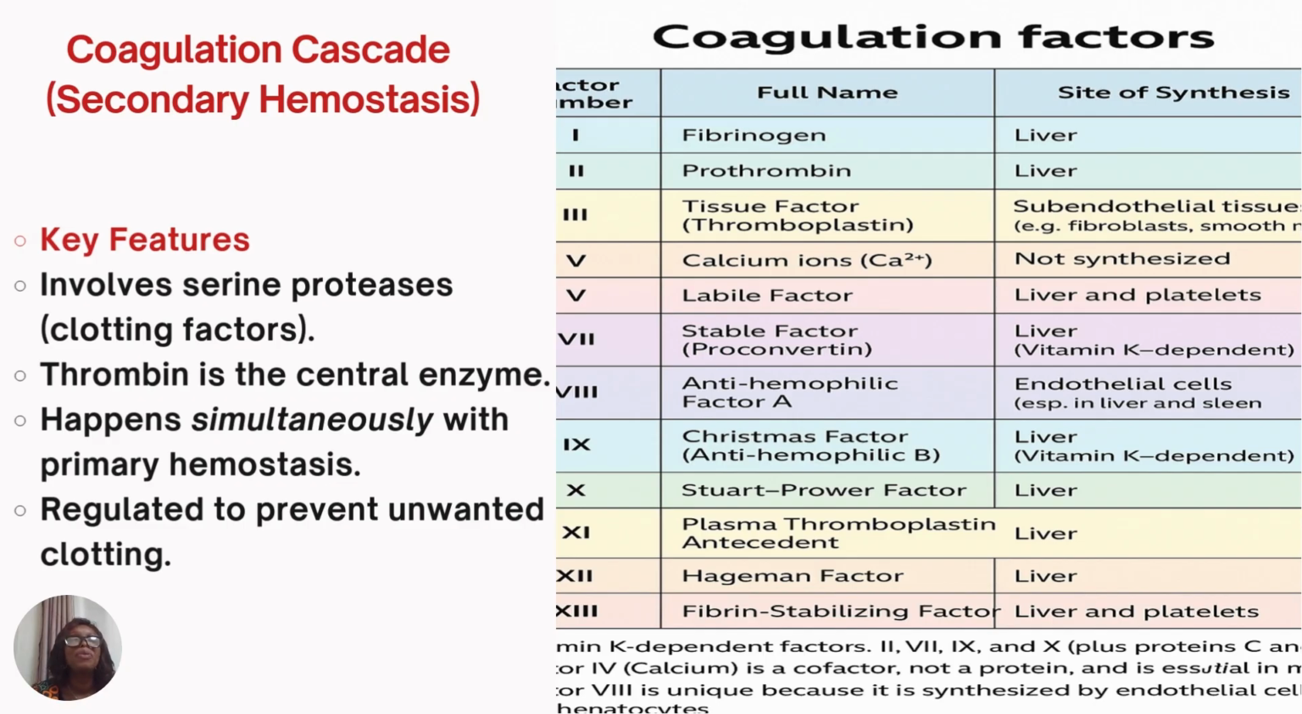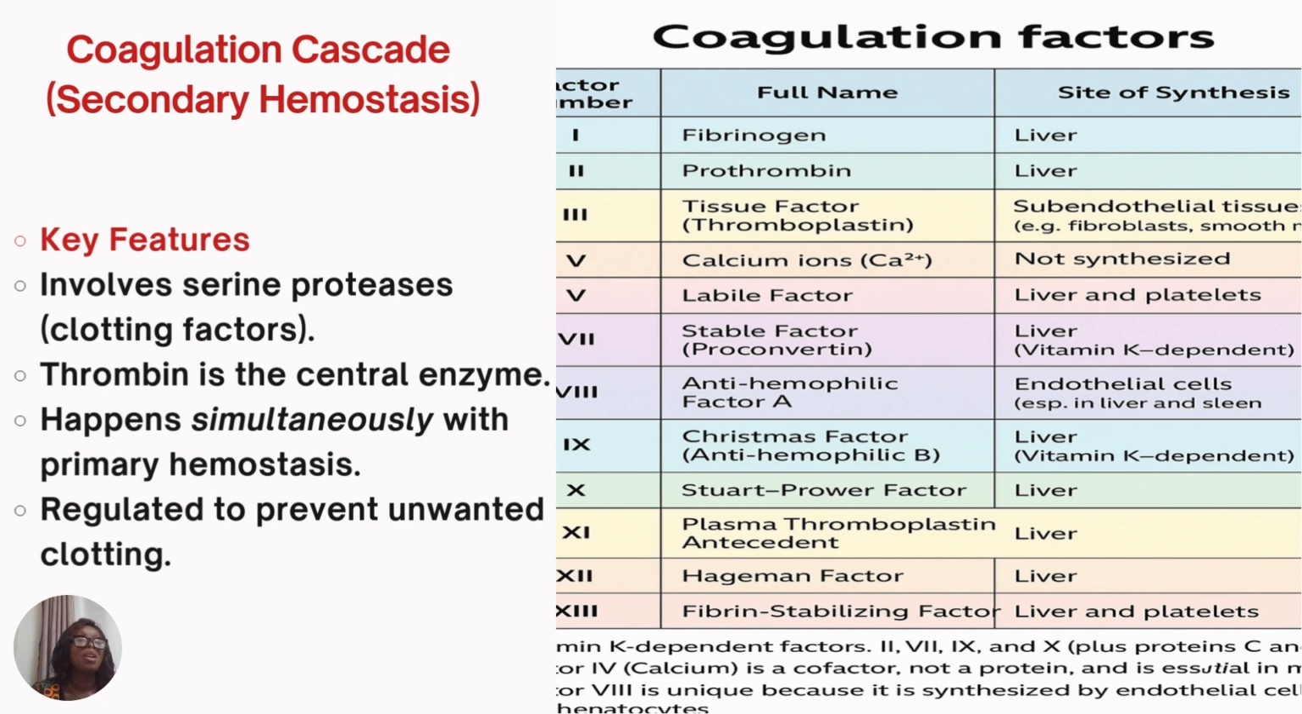Factor eight is called anti-hemophilic factor A, produced by the endothelial cells, especially in the liver and the spleen. Factor nine is Christmas factor, also called anti-hemophilic factor B. It is synthesized in the liver, and factor nine is also a vitamin K dependent factor. Factor ten is Stuart-Prower factor, synthesized in the liver. Factor eleven is plasma thromboplastin antecedent, synthesized in the liver.